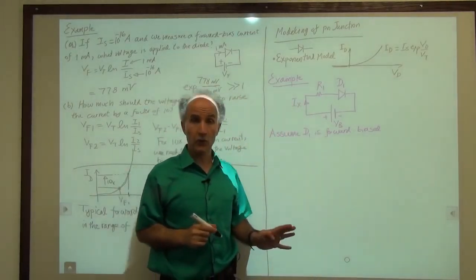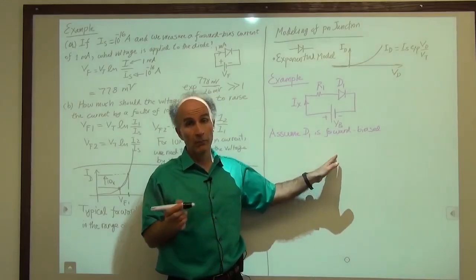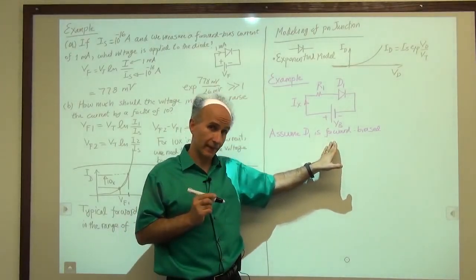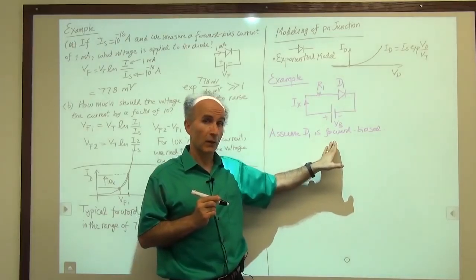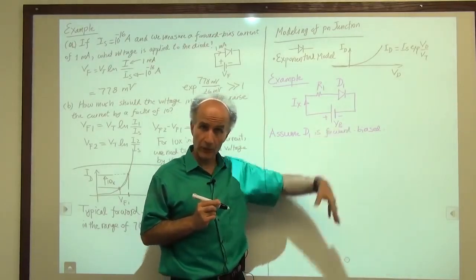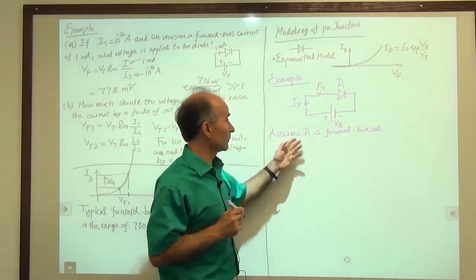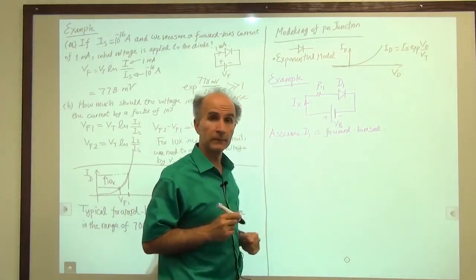Now, are we 100% sure that the diode is forward biased? Maybe not, but it's a good educated guess. It is likely that it's forward biased. We'll solve the circuit and then at the end check. Okay, so if the diode is forward biased, then what do we do?